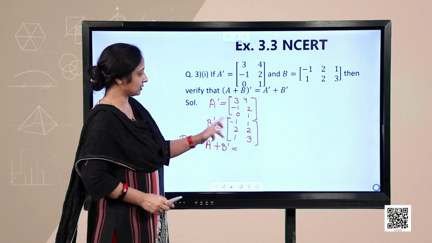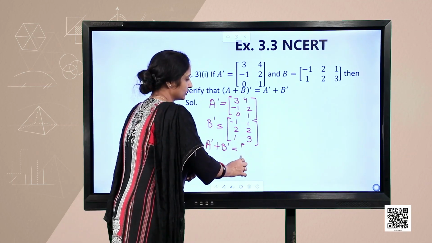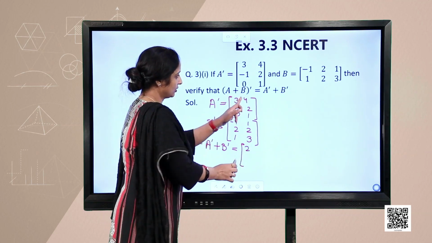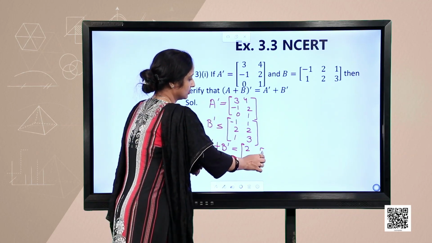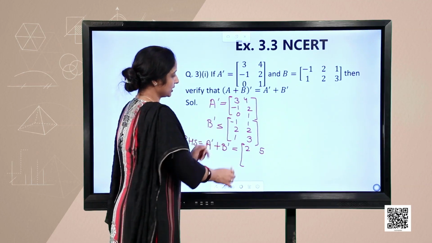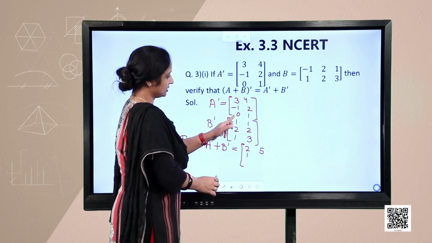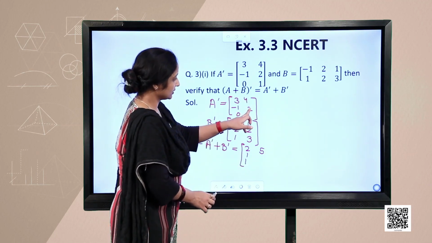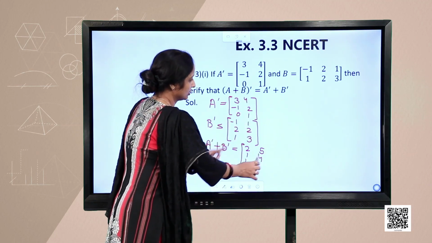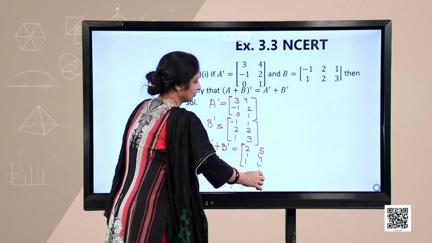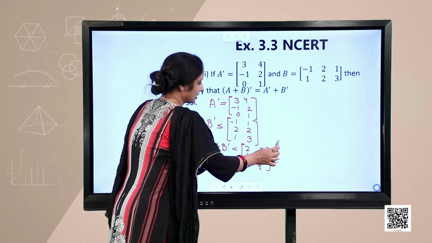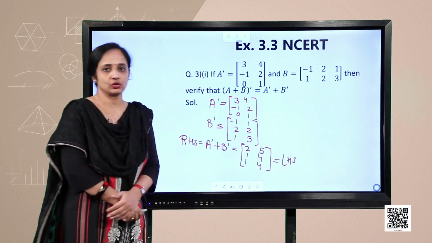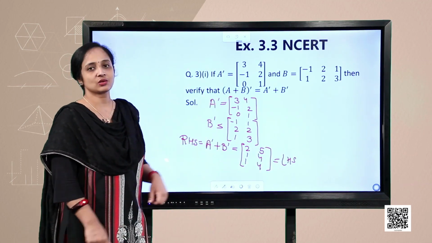You add them together again by adding corresponding elements: 3 minus 1, 4 plus 1, minus 1 plus 2, 0 plus 1, then it comes 2 plus 2, 4, 1 plus 3, 4. So, you can verify that RHS is equal to LHS, hence this property is verified.